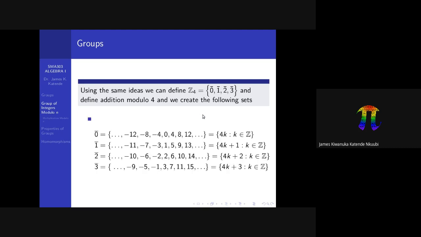If you list the elements of the sets again, you will see this happening. Again, the sets are mutually disjoint and they partition the set of integers. If you take the union of all these sets, you will get the integers again. And we can add the sets the same way we were adding the ones for Z3.